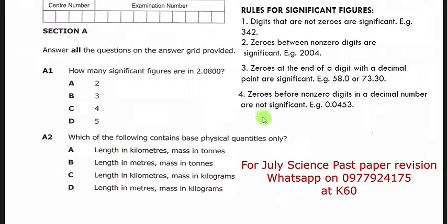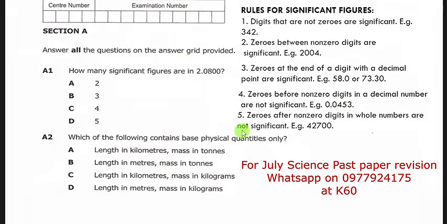Another rule says that zeros before non-zero digits in a decimal number are not significant. If you have zeros that come before a non-zero digit in a decimal number, these zeros are not significant. This one and this one are not significant. So in this number 0.0453, there are only 3 significant figures.